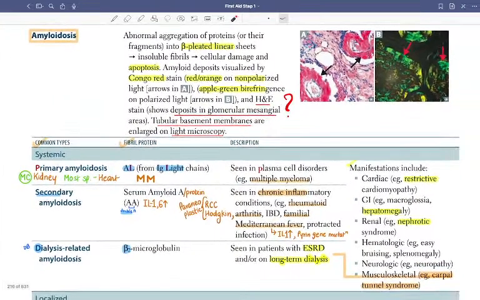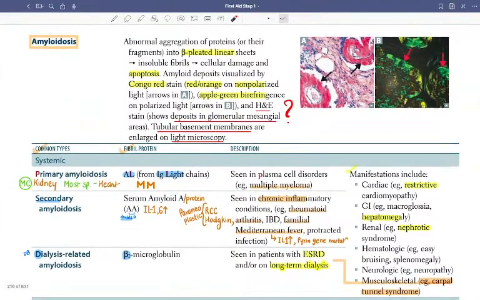Amyloidosis, very important, especially this pretty color, which looks like some kind of candy. Abnormal aggregation of proteins.